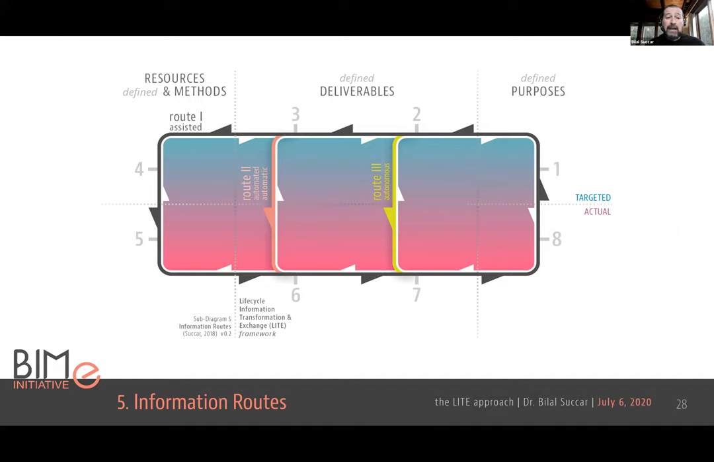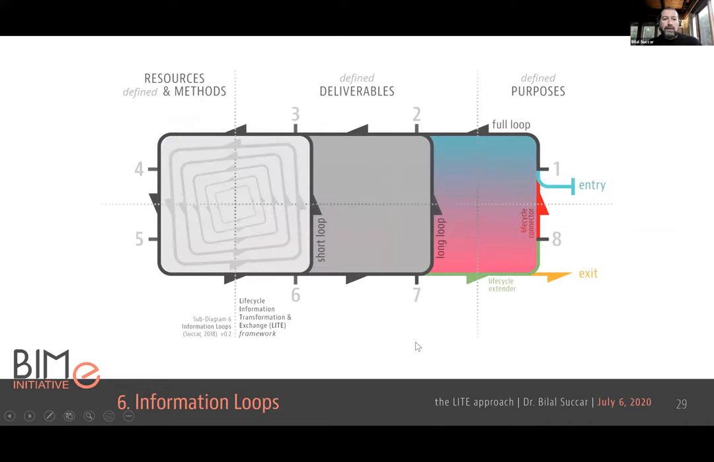Now, the framework allows for that. It allows for these different routes, okay, which could happen at the same time: assisted, the long route; automated or automatic, the shorter route; and autonomous, the shortest route. Now, we go to component number 6. I'm not going to spend too much time on this one because it needs a little bit more time.